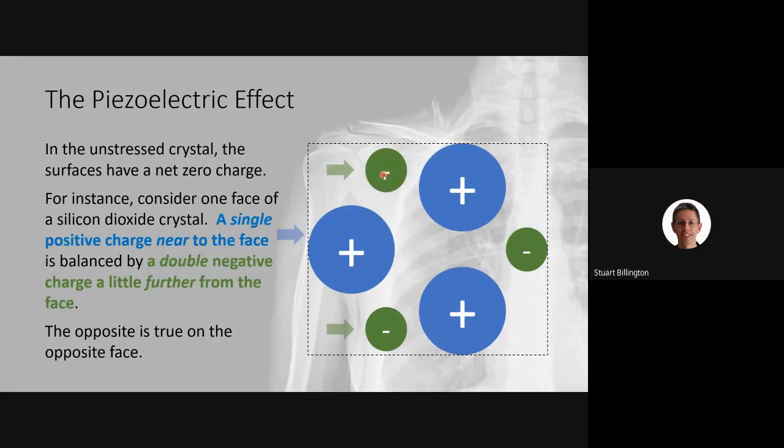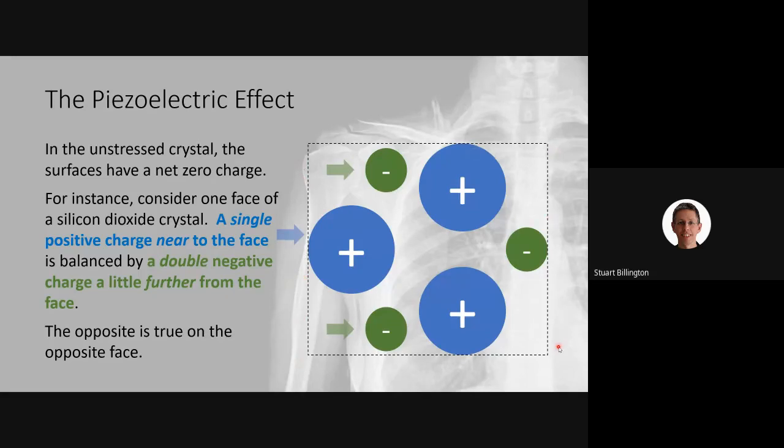Now, we'll study the electrostatic force more next year, but I think you know that it weakens with distance. So this single positive charge is quite near to this surface and will have quite a large effect. And these two negative charges are a little bit further away, so each of them on their own has a smaller effect, but there are two of them. And so in actual fact, in this crystal, the distance reduction is compensated for by the double the number of charges. And so in actual fact, this surface is electrically neutral as well.